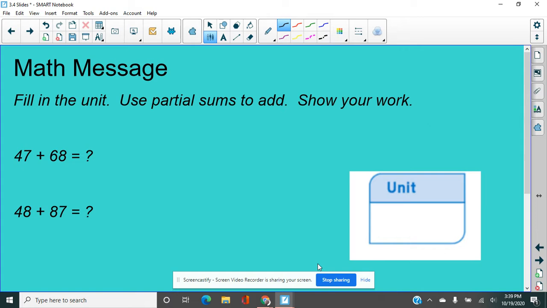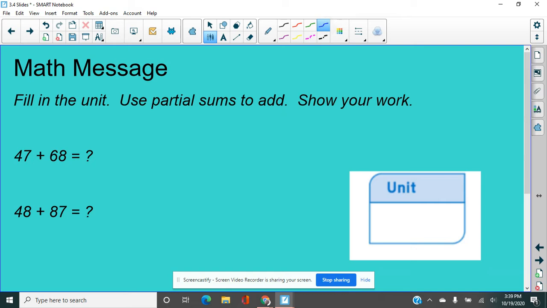Today, we're going to take what we did with partial sums and stack numbers up and think about them in a more traditional type of method. But let's review what we did yesterday, using partial sums to add. There are two problems. I'm going to do the first one. You're going to do the second one.